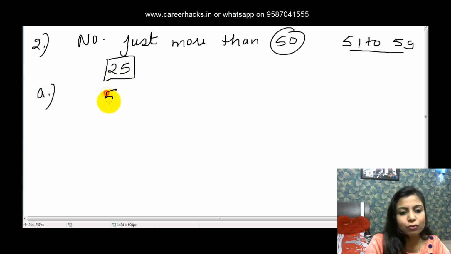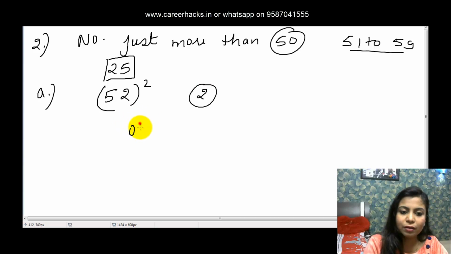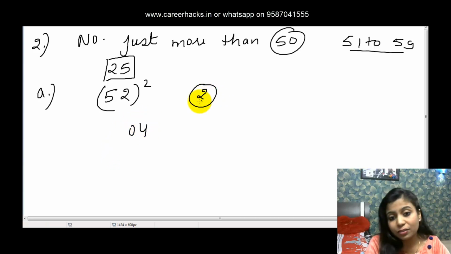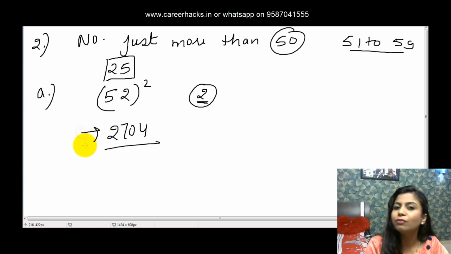For example, we have to find the square of 52. How much is it more than 50? It is 2 more than 50. So we write down the square of 2, that is 4, and here we add this 2 to 25. So 25 plus 2 is 27. So this is the square of 52: 2704.